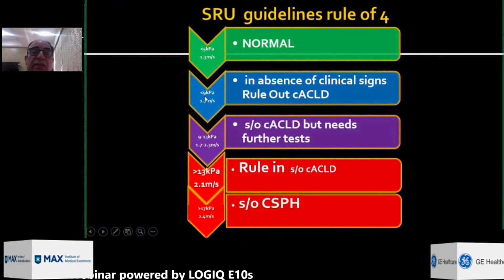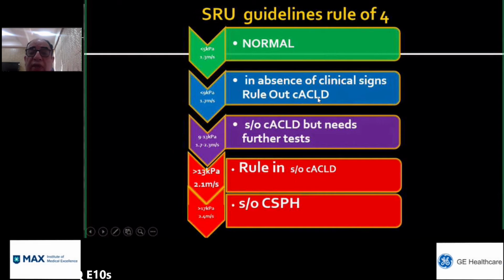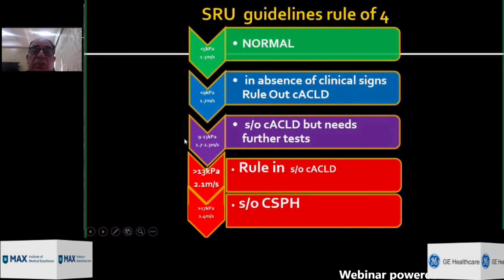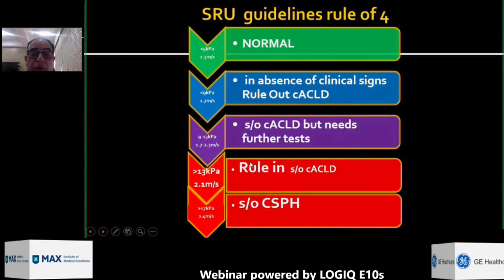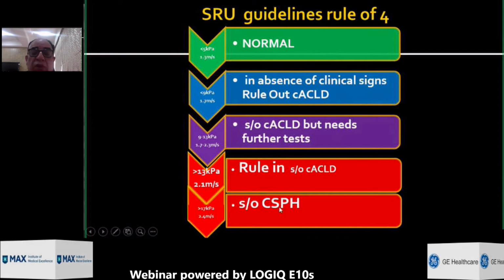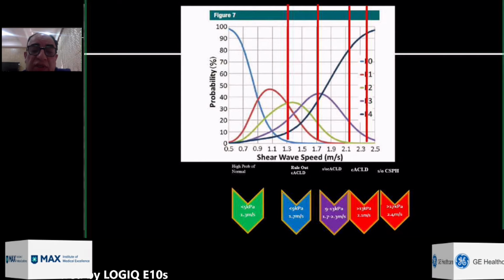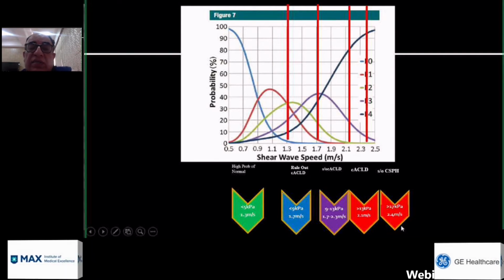that anything less than 9 kPa, in the absence of clinical signs, we're ruling out compensated chronic liver disease. And 9 to 13, it suggests but needs further tests. More than 13, we rule in. More than 17, we are talking of cirrhosis and portal hypertension. And she already spoke, and we just interplay both these graphs together for easy understanding for the radiologist.